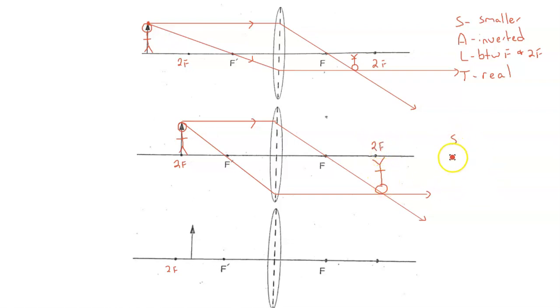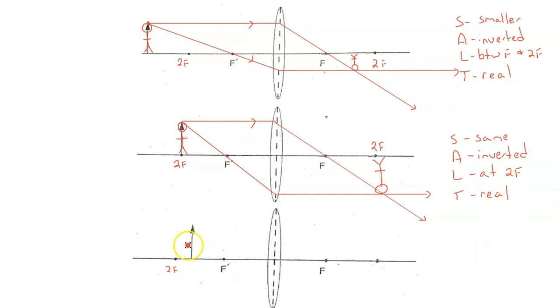So, SALT. The size, same size. Attitude, still inverted. Location is going to be right at 2f. And the type is still real.